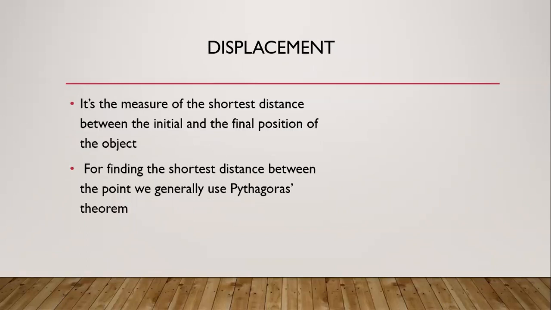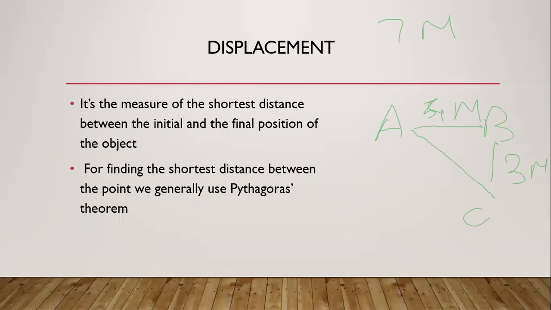So let's move to displacement. It is the measure of the shortest distance between the initial and final position of the object. Let's say an object moves from A to B, which is 4 meters. Then B to C, which is 3 meters. The total distance will be 7 meters. But in case we have to find the shortest distance, the shortest distance will be from A to C directly.